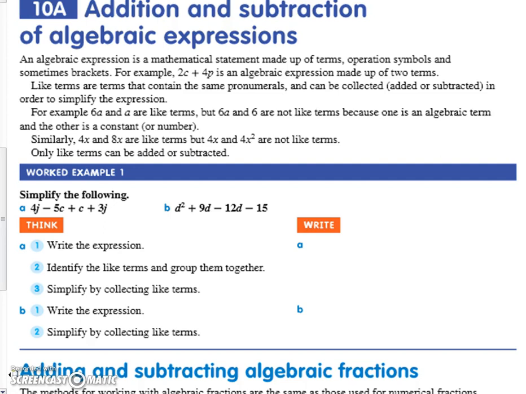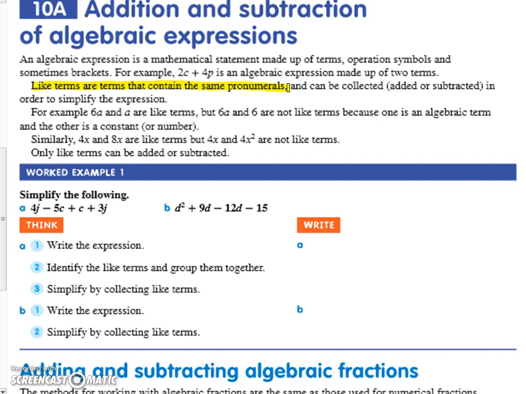Levi, when you are doing these, you can only add and subtract like terms. The definition of a like term: they are terms that contain the same pronumerals. Now, the pronumerals have to be exactly the same. Okay, not AB and AD, they're not the same. AB is the term, and you'd have to have another AB to do it.